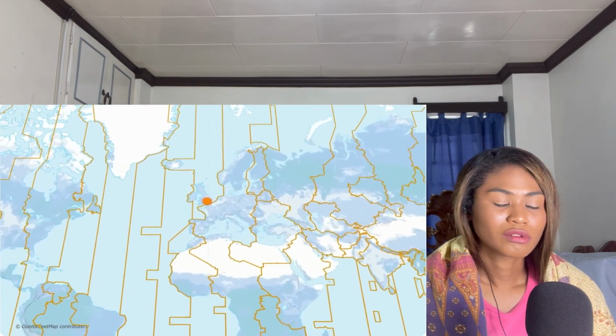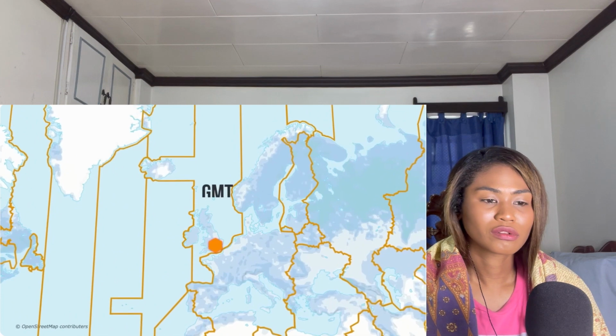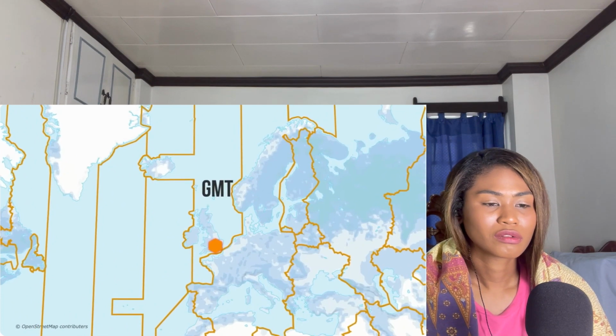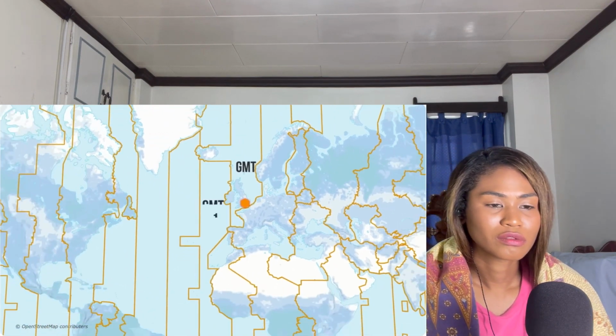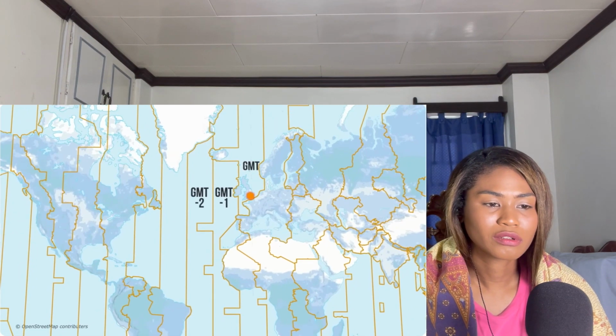Zoom in and you see Greenwich is right here. That's GMT, Greenwich Mean Time, okay? You go west of here and you start to get GMT -1 or -2, -3.